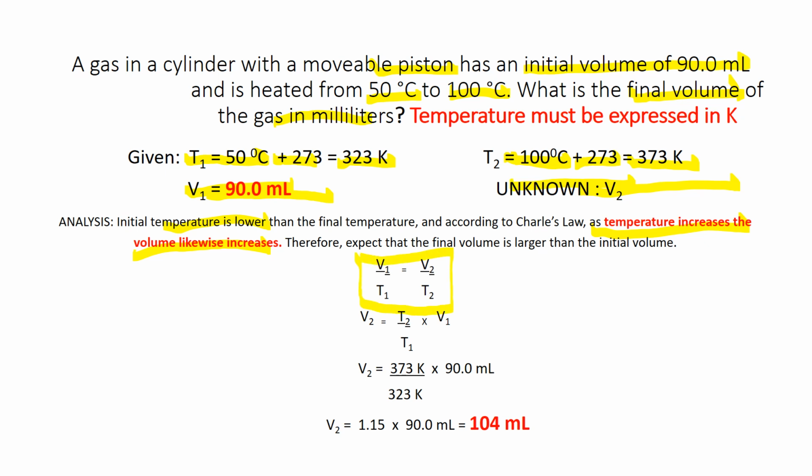So let us proceed. V1 over T1 equals V2 over T2. Transpose V2 to the left. So we have T2 over T1 times V1. So substitute the value of T2, 373 Kelvin divided by 323 Kelvin. You need to cancel Kelvin, Kelvin. Then the factor is 1.15 and multiply it by V1, which is 90 ml. The answer is 104 ml. Does it make sense? Yes, V2 is larger than V1.